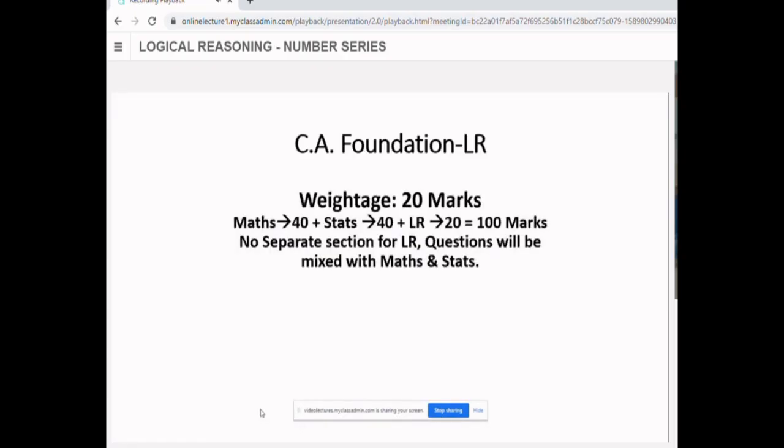In CA Foundation, again, what I said, it comes there. Weightage is 20 marks. It's part of maths. Maths 40 marks, stats 40 marks, and LR, that is logical reasoning, 20 marks. 100 marks total. Mind you, there won't be a separate section for LR questions. That is, you will not have first 40 maths, then 40 stats, and then 20 marks LR.